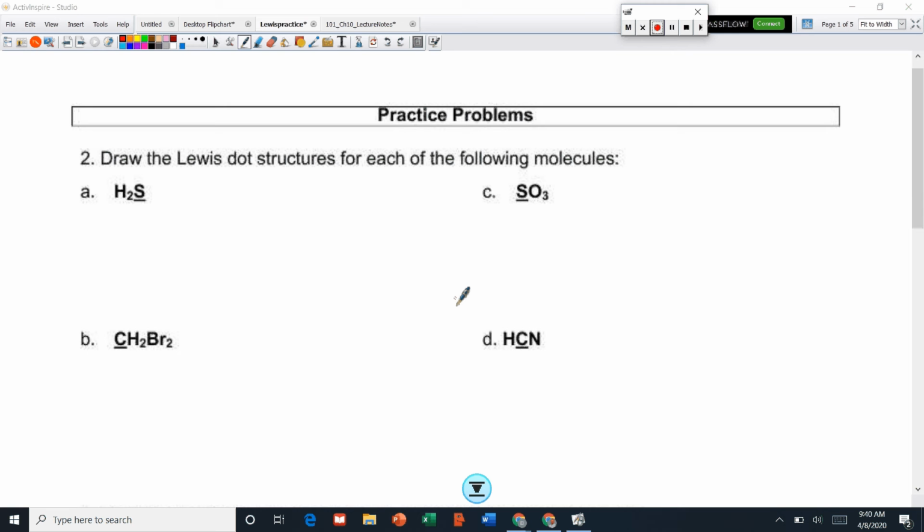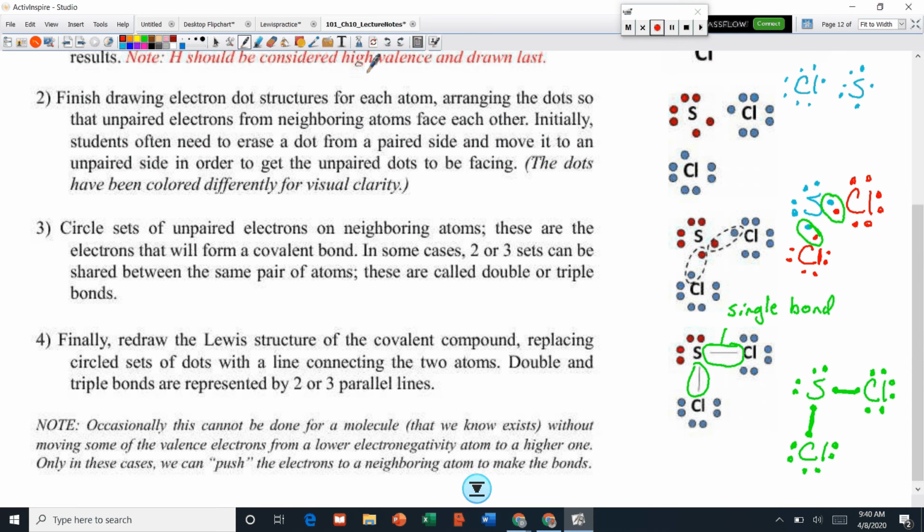All right, so a couple of things that I want you to get out. I attached a problem called Lewis Structures Practice, or Lewis Practice. I want you to open up that file. You do not have to print it out, so you can do these on paper, but you're going to need to have some paper available. I also want you to open up the lecture notes that I attached with the videos.